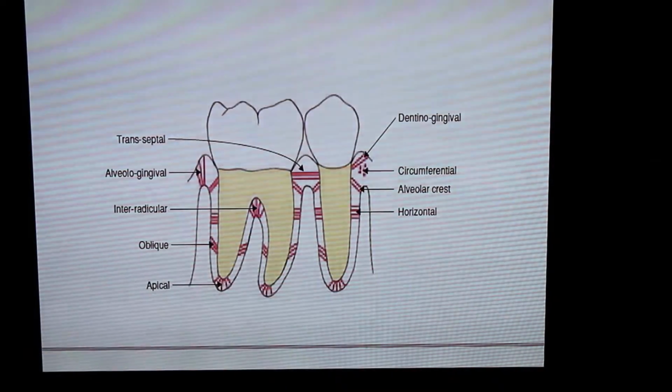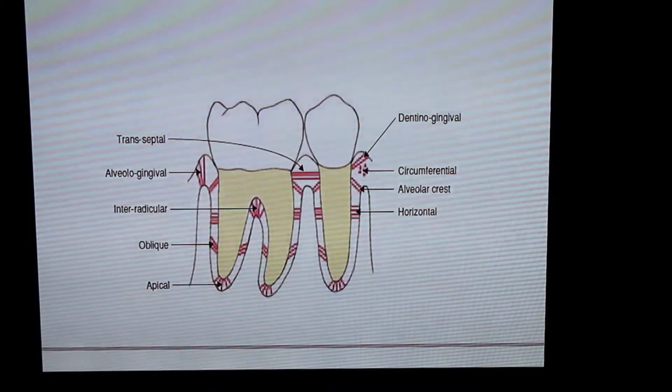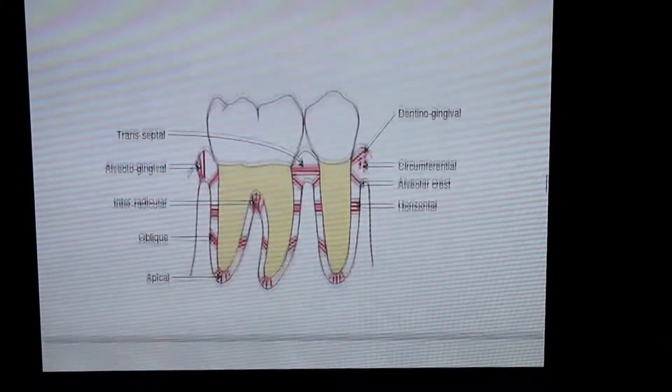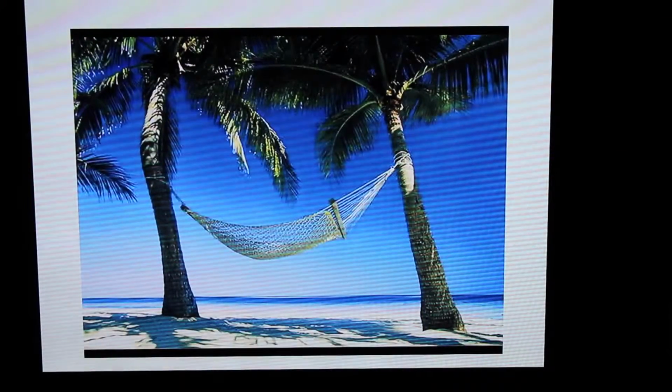I think these pictures are clear. Anything to be explained in this? No, it's clear. Okay. Now this is the hammock. This actually depicts the function of the oblique group of fibers. This is how it functions. Because if somebody lies down, this will not break. This is how, when you apply longitudinal force on the occlusal surface, it will take all the load.